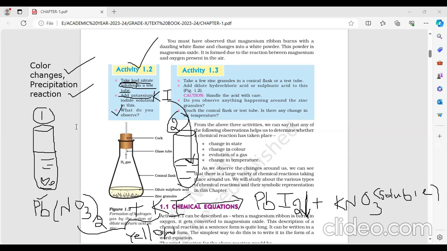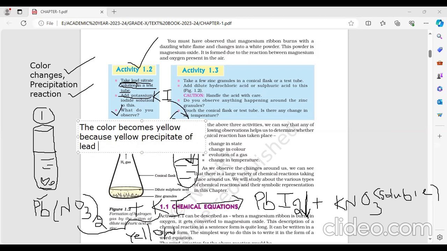See, here it is asking a question, so the answer will be: the color becomes yellow, because a yellow precipitate of lead iodide is deposited on the bottom of the test tube. This is the answer for your observation. So what happens when lead nitrate and potassium iodide are mixed?